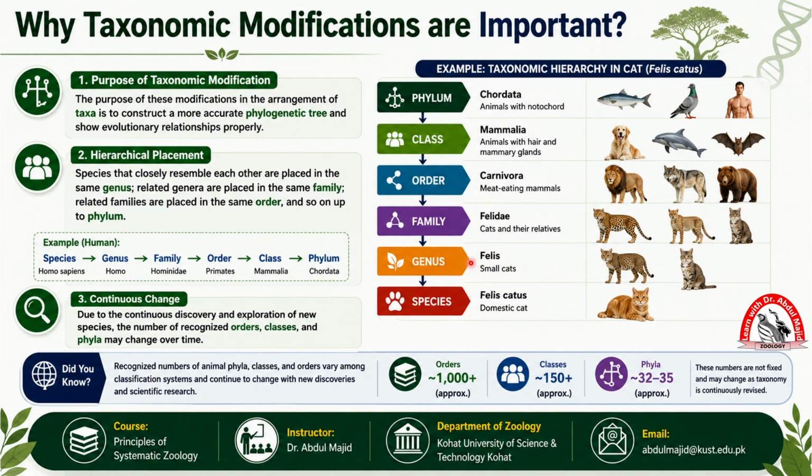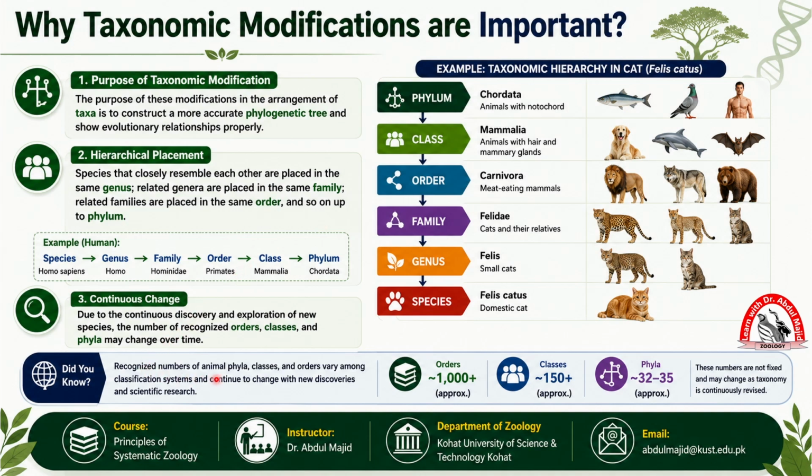Another important point is that taxonomy is a dynamic and continuously changing science. As scientists discover new species and gather new molecular and evolutionary evidence, the number of recognized orders, phyla, and classes may change over time. Therefore, taxonomic modifications help improve classification accuracy and provide a better understanding of the diversity and evolution of life.